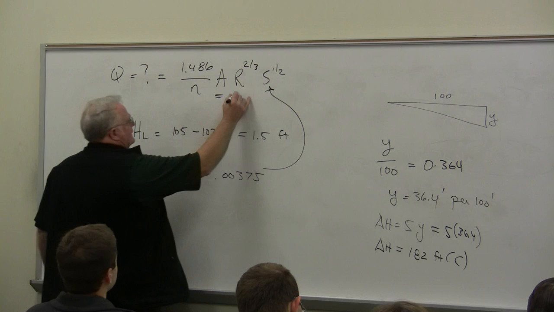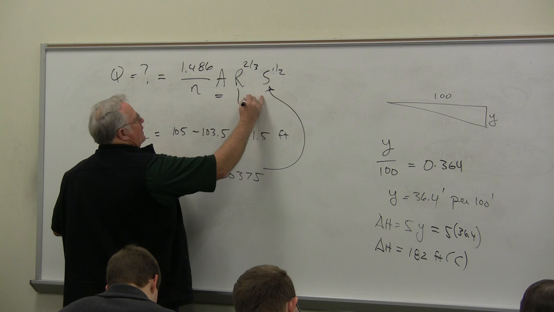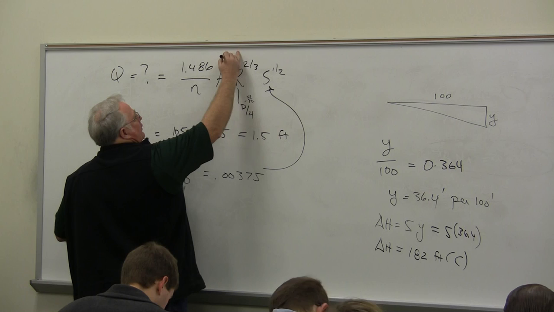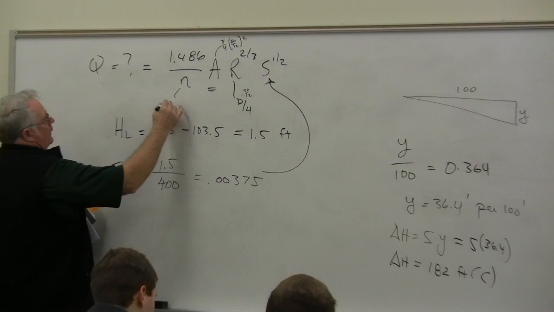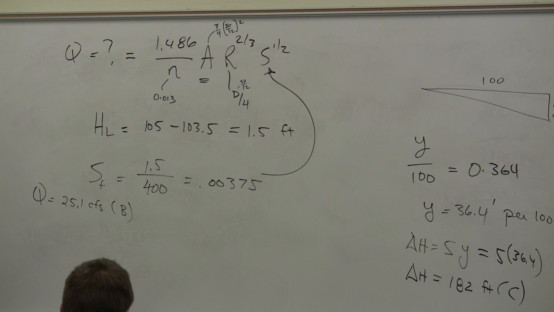It's flowing full. It's a pipe flowing full, so our R is D over 4 again. And they said it was what diameter? 30 inches. So this is 30 over 12. Don't forget to put those in. If you just stick in 30, you'll probably get one of the wrong answers. Okay? Area is flowing full, so it's pi over 4 times 30 over 12 squared. Okay? n is 0.013. So we run those numbers and we get a Q of 25.1 CFS, which most nearly corresponds with answer B. Matter of fact, it hits answer B dead on.